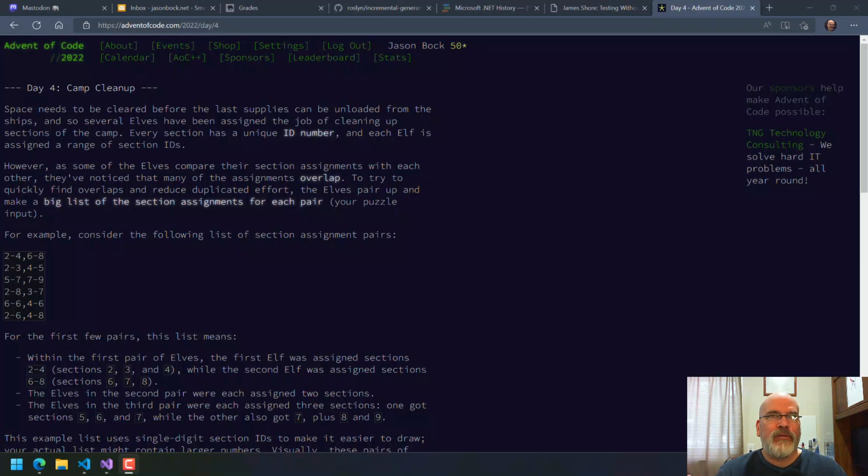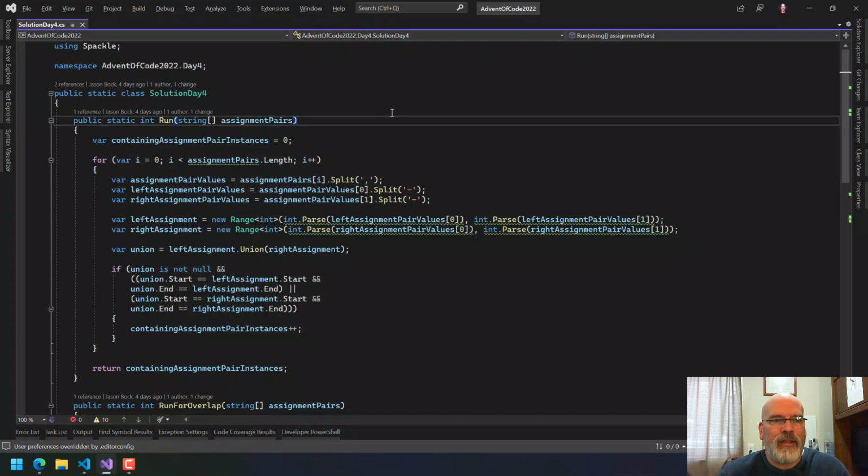The first part, you need to find out how many of those pairs have a range that completely encloses another. And the second one, you have to find out when you have ranges that essentially intersect with each other. And this was an interesting one because I decided to use my library Spackle, which had a range type before C# introduced range and index into the language. And it started getting me into this weird state with ranges.